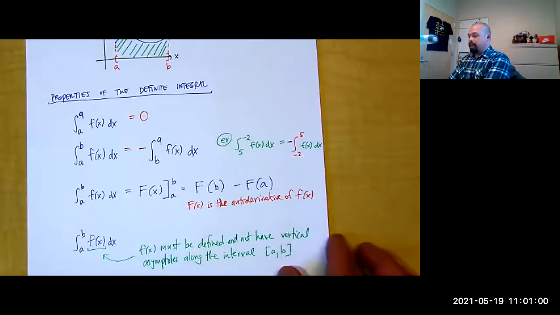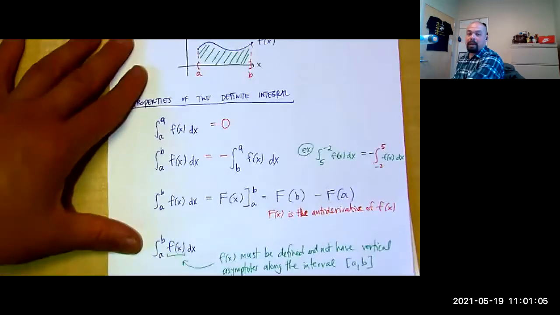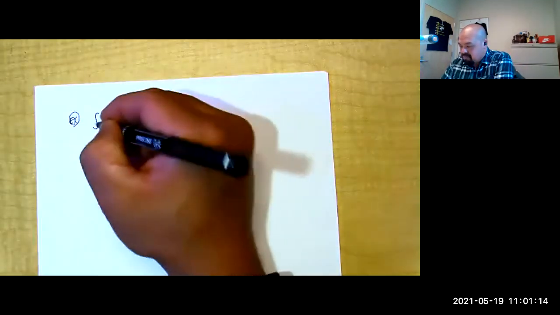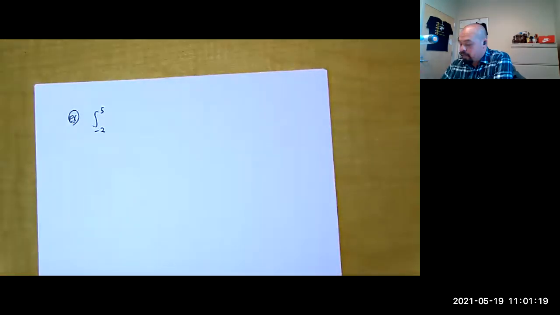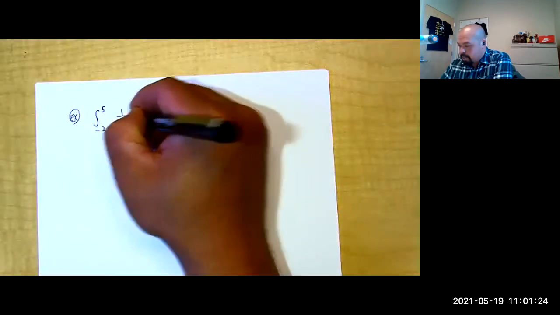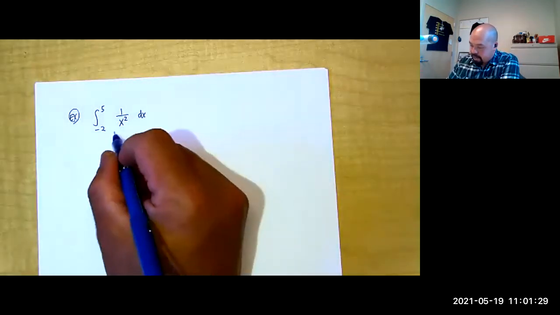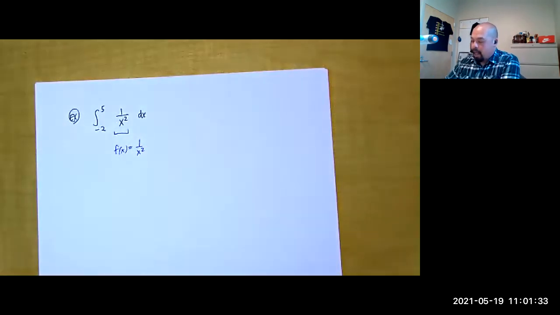Otherwise, we can't compute. Okay, and so for example, even though we might be able to recognize an antiderivative, we can go through these calculations. When I look at this problem from, let's say, negative 2 to 5 of this function, 1 over x squared dx, right?